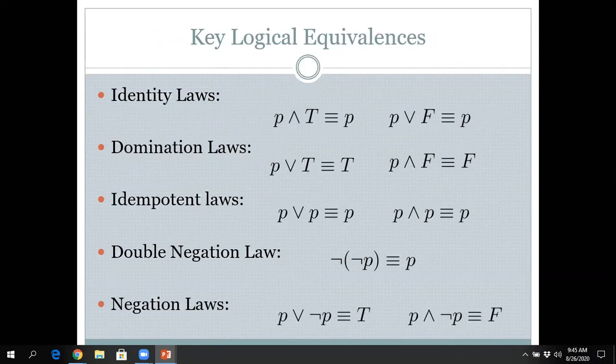Here are some key logical equivalences. Some of them have names here. I'm not necessarily wanting you to memorize these, but I just wanted to put the names there so that you have them and you're aware of them.